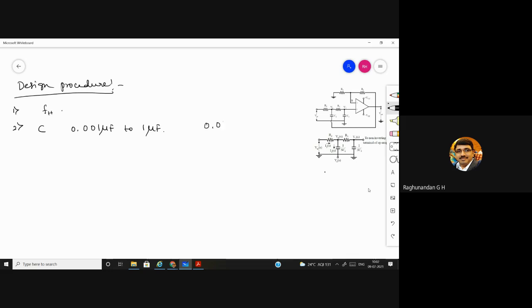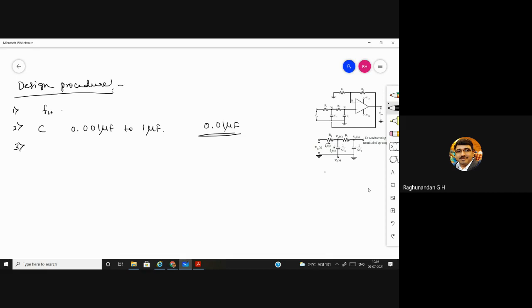Usually we take 0.01 microfarad. Just a minute. Sir. Amit sir. Okay, capacitor is 0.01, that is what we assume.